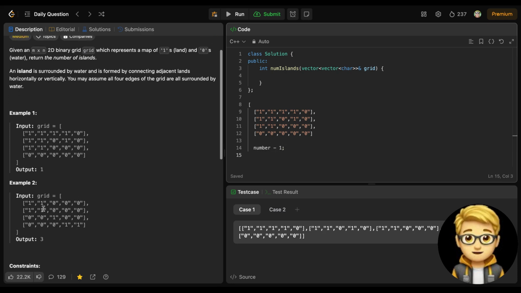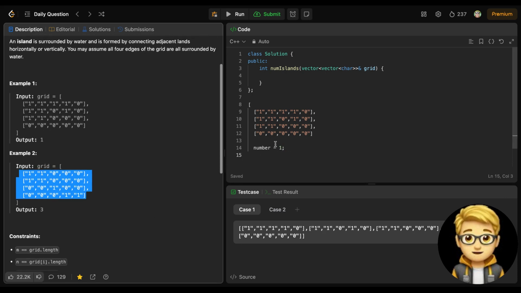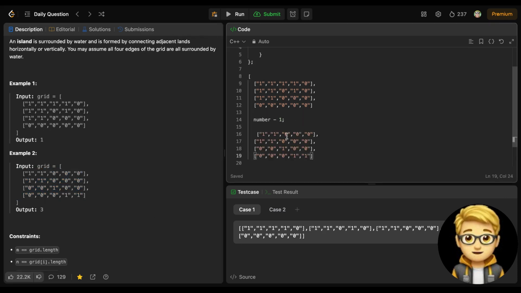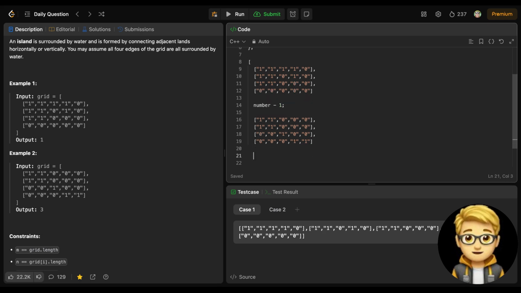And if you see this grid, how many islands are there? The connected island is these four ones. So this is one island. And this one here is surrounded by water, so this is also an island, that is two islands in total. Now this one is again a third island. So the total number is three.